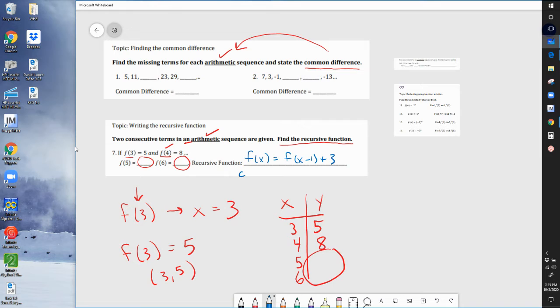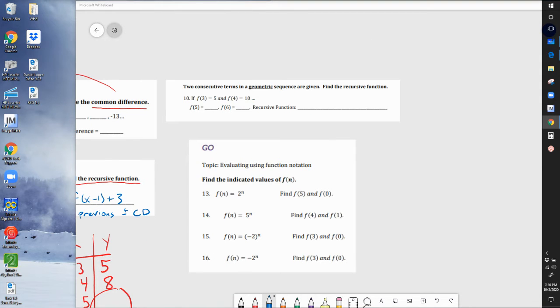So I'm just going to put plus 3 there, and this is my entire equation. So this is my current term. Current equals previous plus or minus your common difference, or your CD. All right. So the next section starts off with number 10.